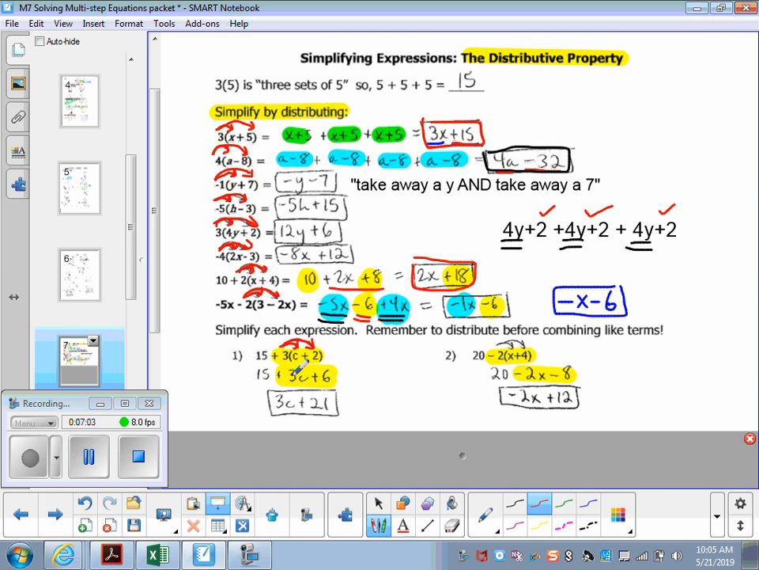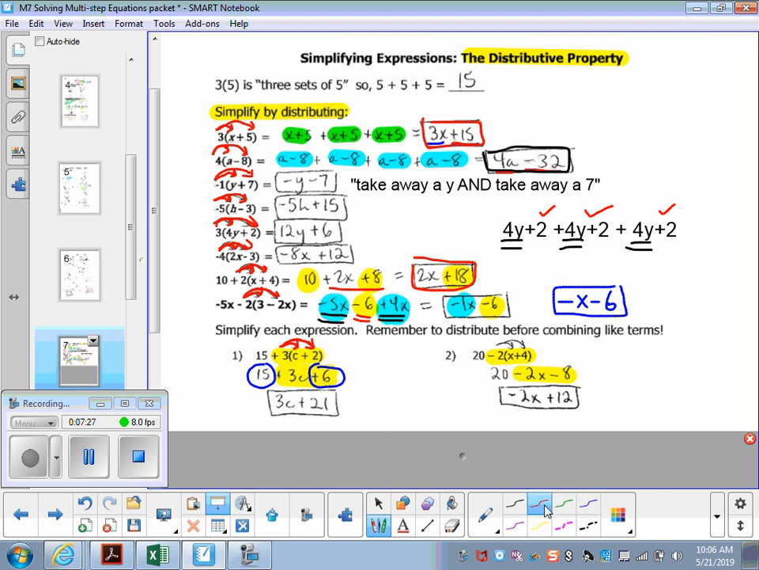So 3 times c is 3c, and 3 times 2 is 6, so I've now distributed. And now we're ready to combine like terms. I have this 15 plus these 6, which is where I get 21. And the 3c, nothing combines with it. And we want to write our answer with the constant always last. So we get 3c plus 21.